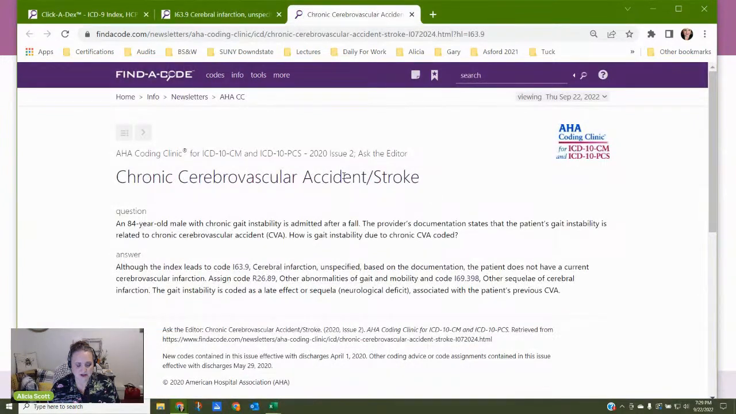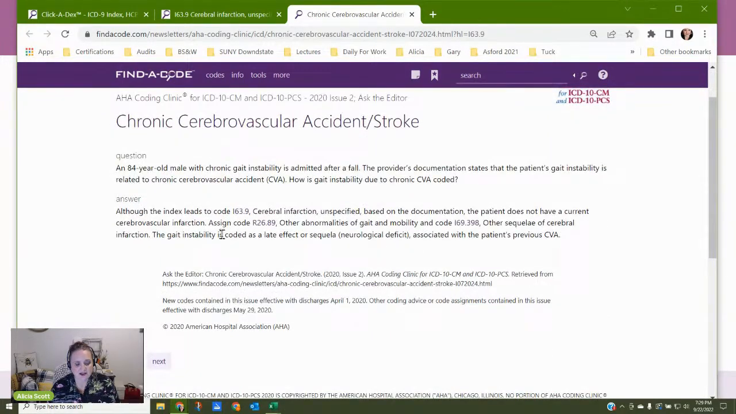So I go to coding clinic and they gave an example. An 84-year-old male with chronic gait instability is admitted after a fall. The provider documents that the patient's gait instability is related to the CVA. How is it going to be coded? And then it tells you you're going to use the code for the stroke or other abnormalities of gait. Mobility is right there. I63.9 is an acute stroke. That means you're in the phase of the stroke.